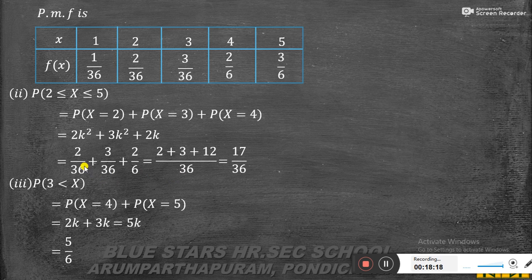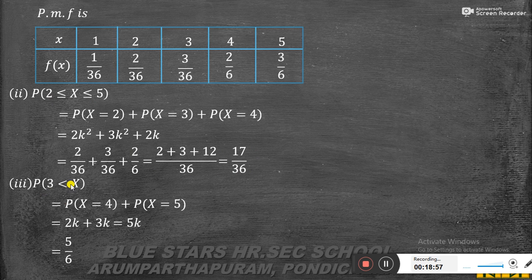You see here the first term denominator is 36, the second term denominator is 36, but the third term has only 6 in the denominator. So we multiply and divide by 6 by 6. 6 2s are 12 by 36. So 2 by 36 plus 3 by 36 plus 12 by 36. Therefore we add the numerators, 2 plus 3 plus 12 by 36. 12 plus 3 is 15, 15 plus 2 is 17 by 36. This is the answer for probability of 2 less than or equal to x less than 5, answer 17 by 36.